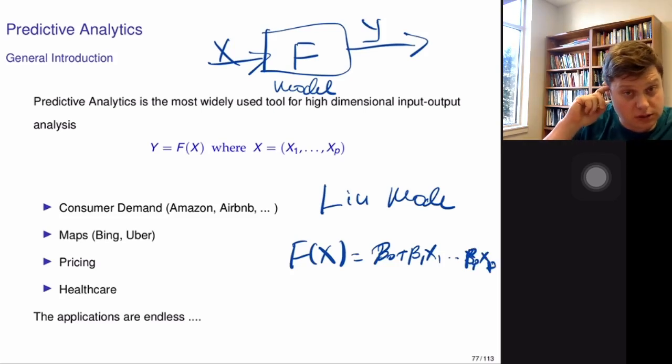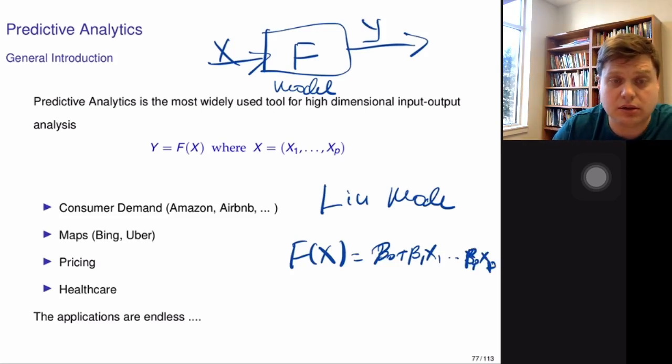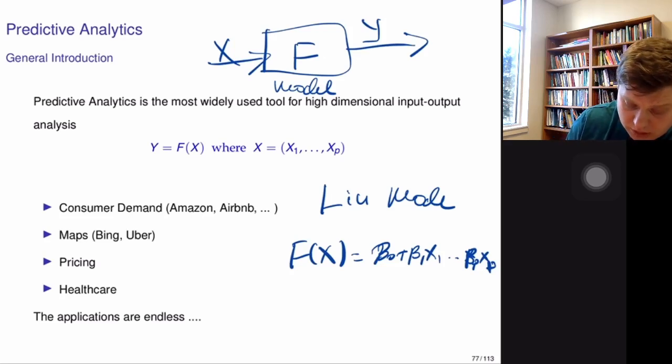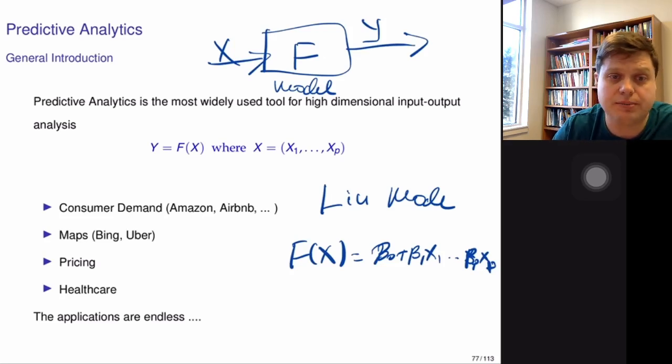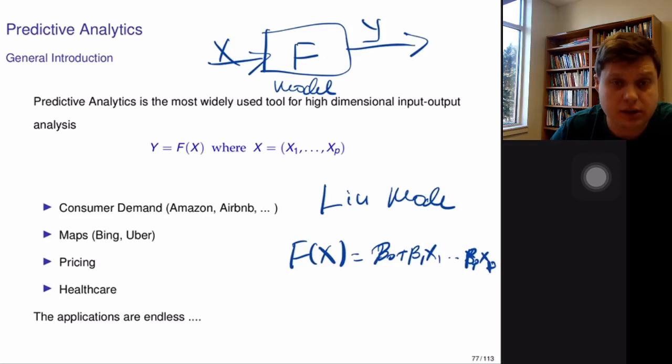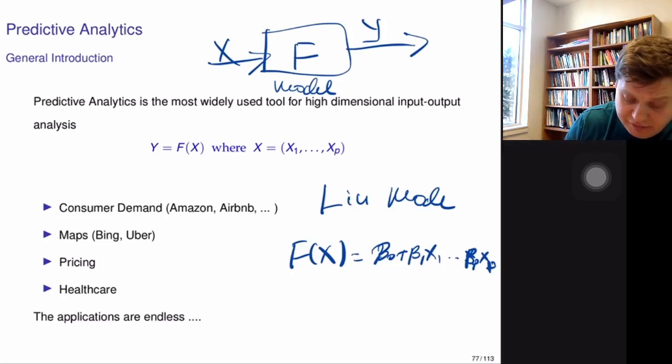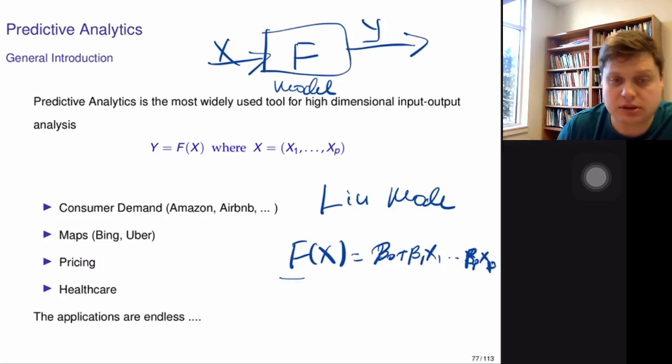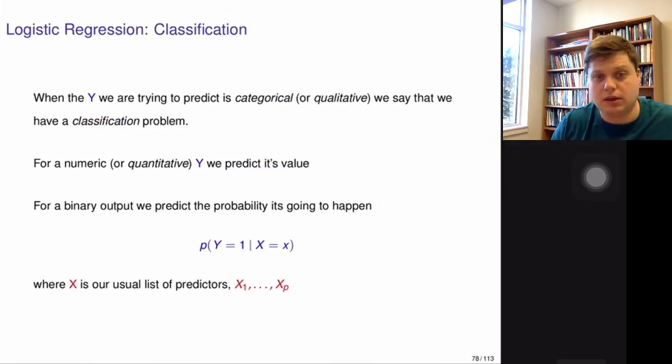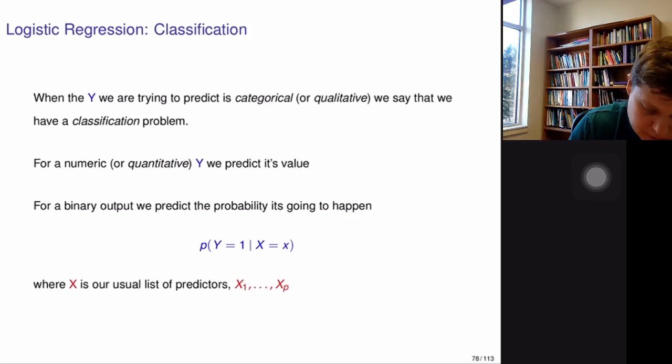And we saw a lot of applications for this model. So we did the housing pricing, we did the marketing example, and there are different types of this function f that can be used for predictions. And today we're going to be talking about a specific version of this function f, a specific version of the predictive problem, which is called classification.